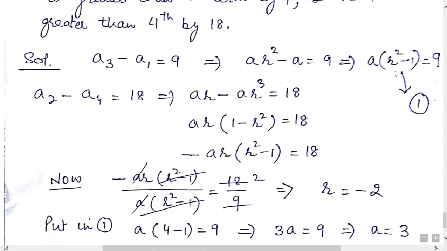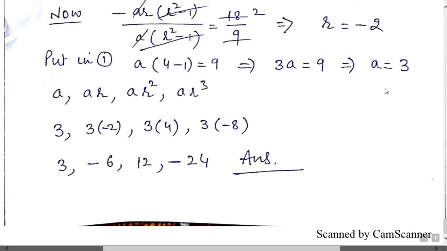Insert this value in statement number 1. You can find the value of a. Then clearly you can find the 4 values a, ar, ar square, ar cube. The value of a is 3 and r is minus 2. The answer is 3, minus 6, 12 and minus 24.